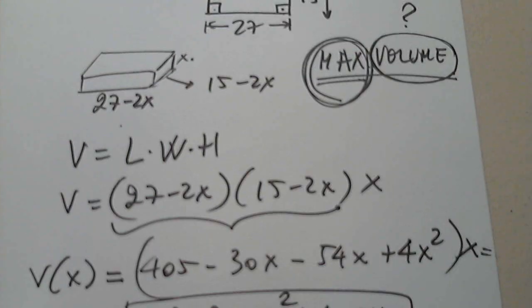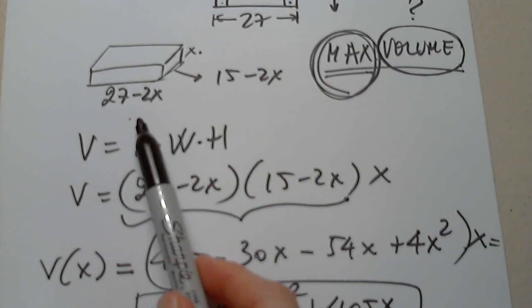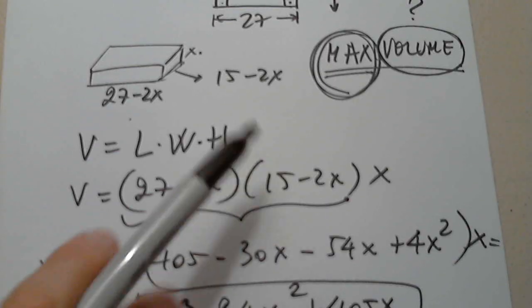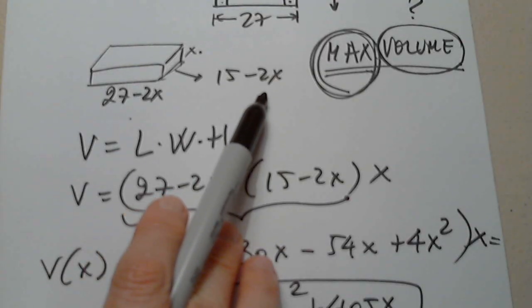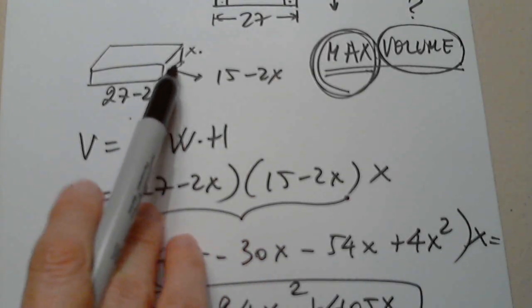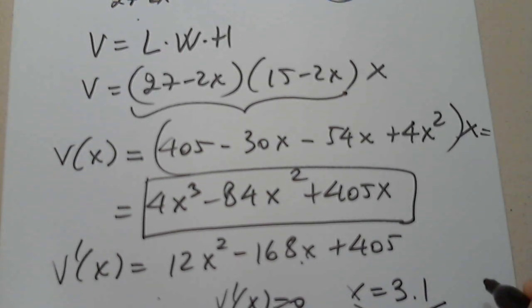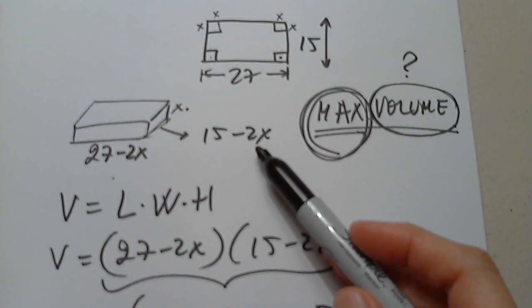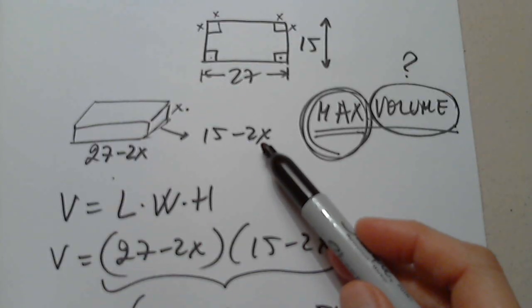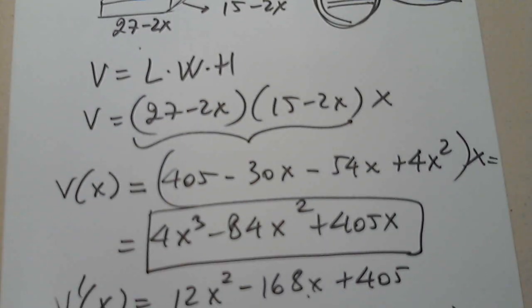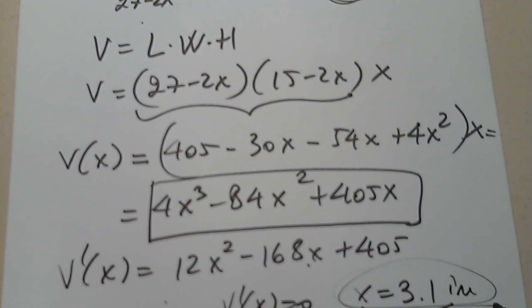Obviously, I can already say that 10.9 makes no sense, because negative 2 times 10.9 will be a negative number, plus 15, this will be negative. So this is not possible. The only possibility is, and everything was given in inches to us, I'm assuming. Was it in inches, centimeters? Yes, inches. So the only possibility is 3.1.